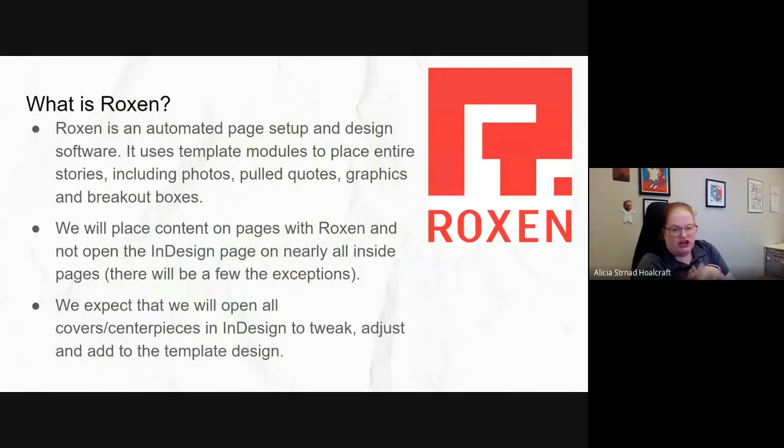So Roxen is automated page setup and design. It has template modules created within it for each story. That allows us to then just place the whole story. It's got the headline on it, photos are in it, pulled quotes, graphics, whatever. It's all there, just one thing that we place. And then we adjust it to make sure it looks good and it fits in the space and all that kind of stuff. But it just goes right there.